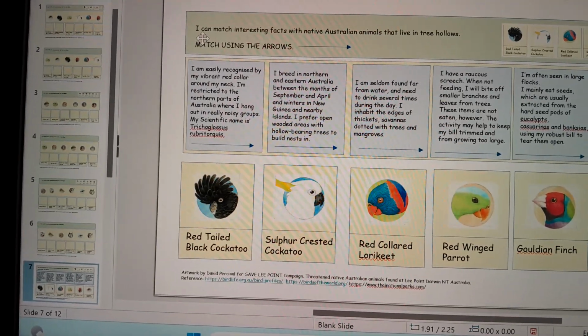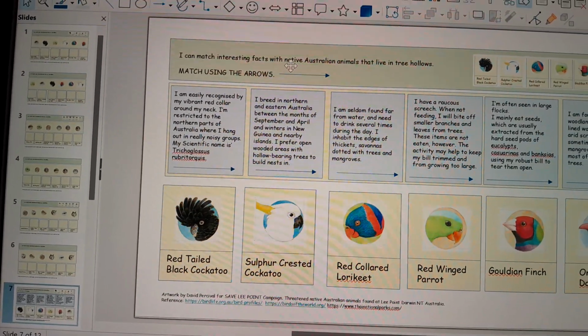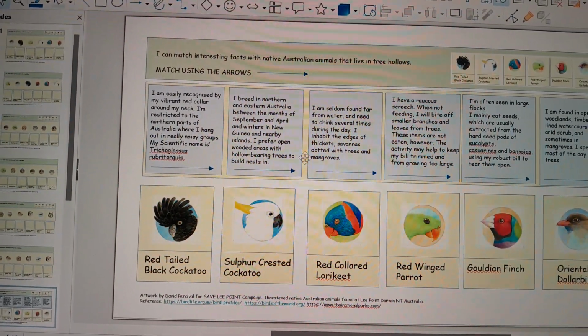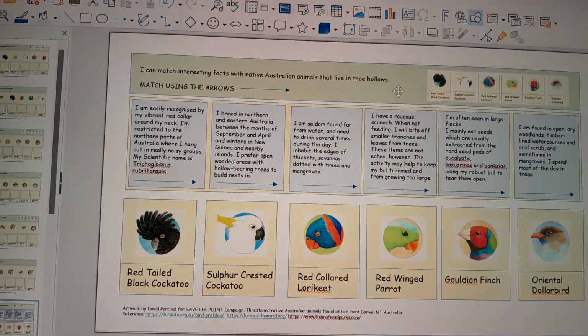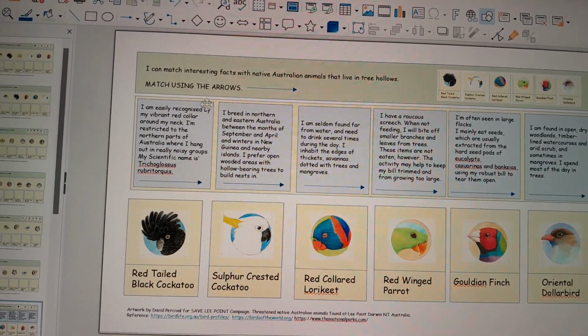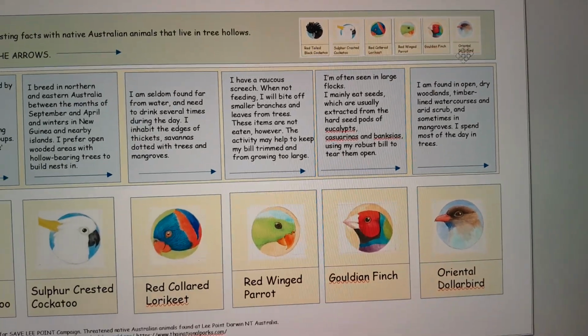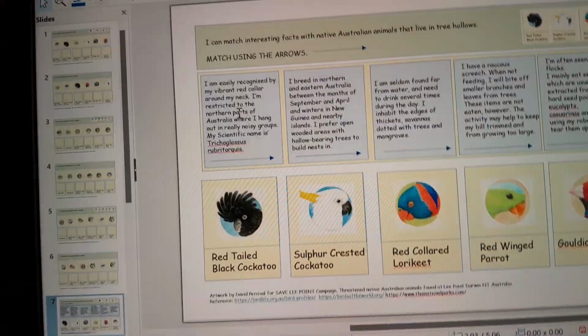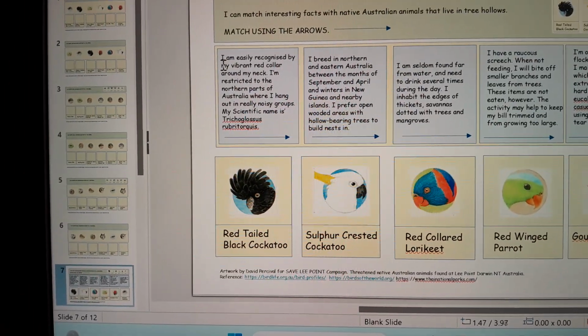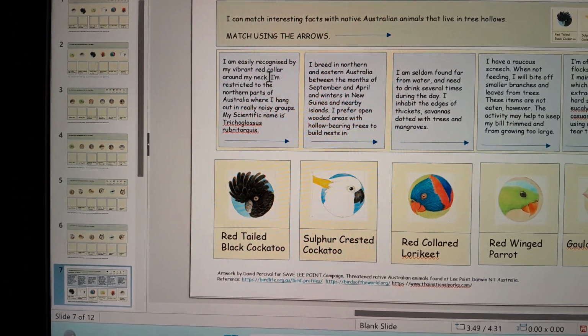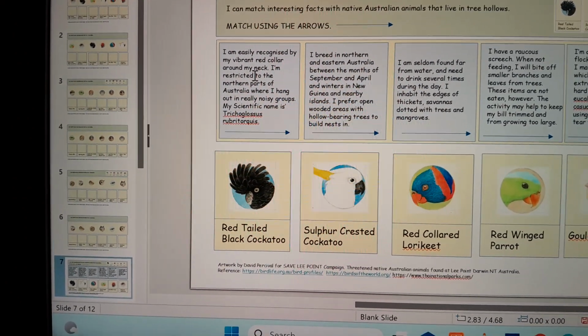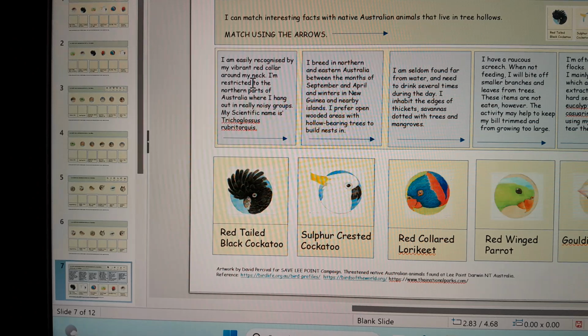Okay, I can match interesting facts with native Australian animals that live in tree hollows. Now we can match using the arrows. Okay, there we go. We have the pictures as reference. This is the information. I am easily recognized by my vibrant red collar around my neck. Okay, that's an instant clue.